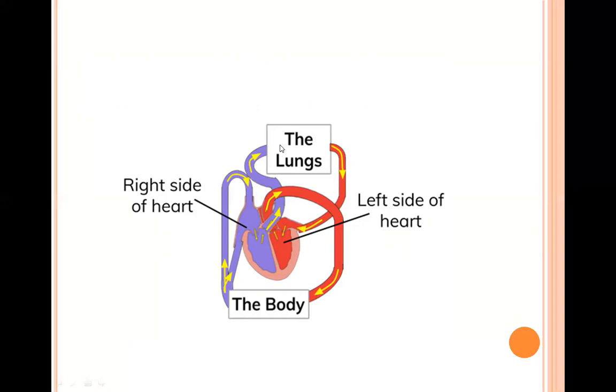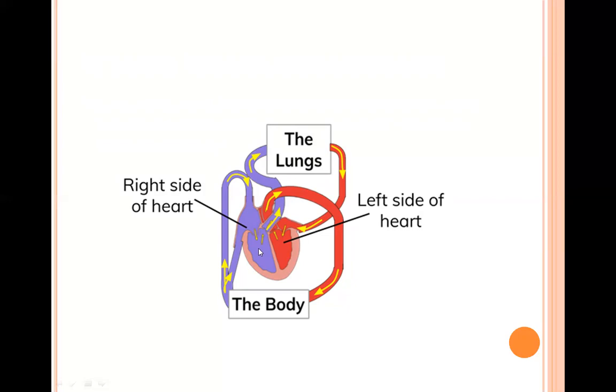See, this is the lung. This is the heart. The left side of the heart and the right side of the heart, and that's the body. What happens is the heart pumps blood to the lungs. This blue part is showing the heart pumping deoxygenated blood to the lungs. This is carrying deoxygenated blood.